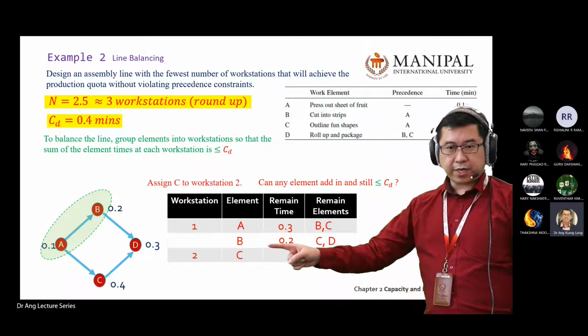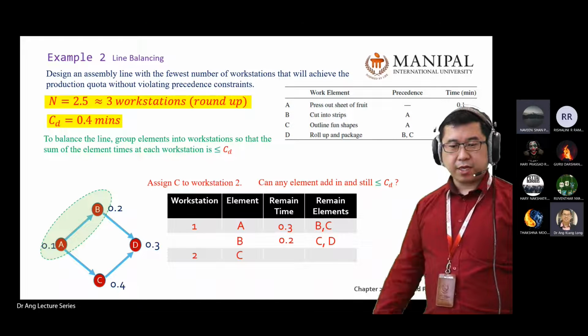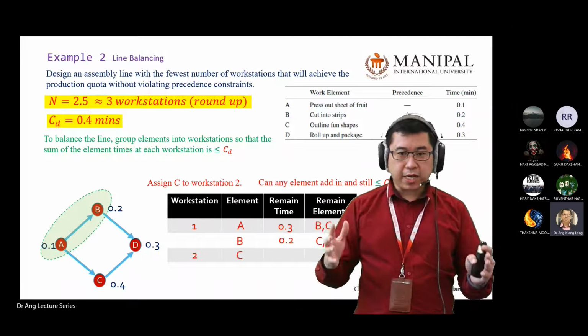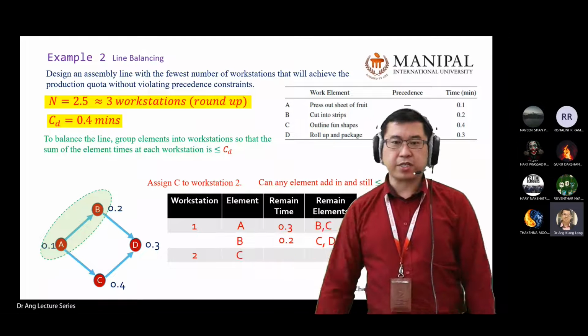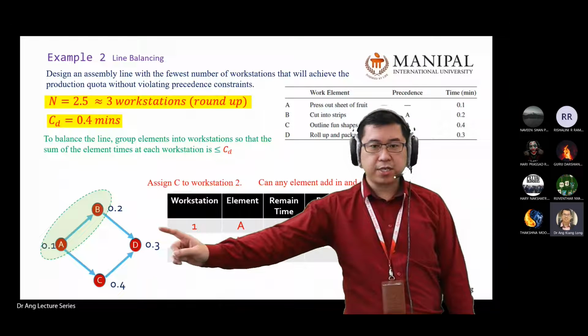Okay, you understand up to here, right? You understand station 1, right, up to B. So you already clear station 1. Now you want to set up a new workstation, which is workstation number 2, and you still have remaining C and D.